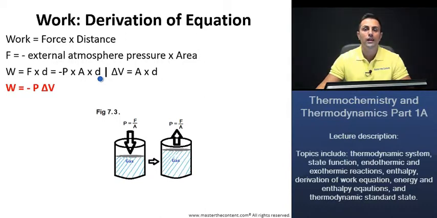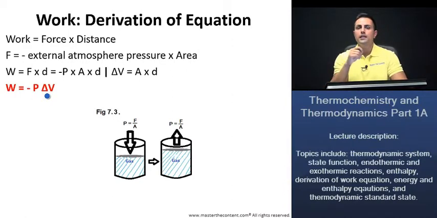Furthermore, we also know that the change in volume for a system, as it says here, is area times distance. Now, if we were to plug that into our equation, we end up with the following equation, where work is actually equal to the external atmosphere pressure times the change in volume.